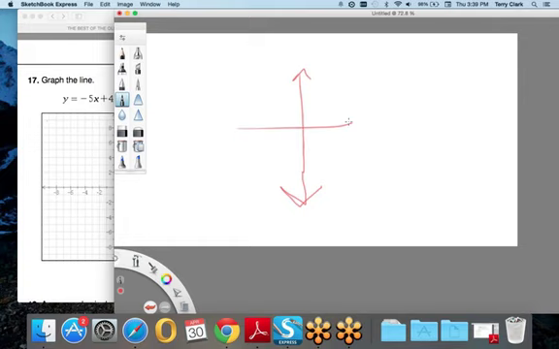Now 17 can be graphed. I'm going to create a table on the side just so you can see what I'm going to do here. This equation is written in slope-intercept form, so I've already got my y-intercept. Let me put the equation on the side here: negative 5x plus 4.